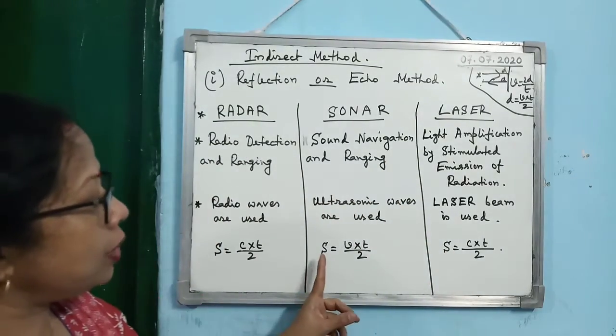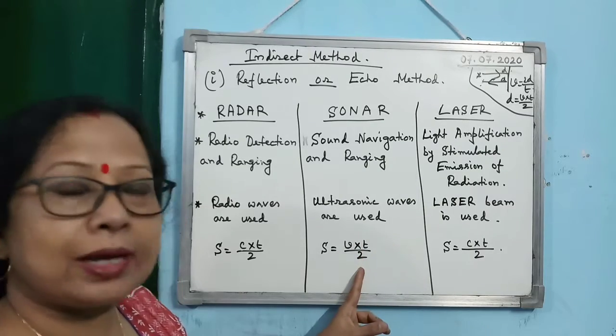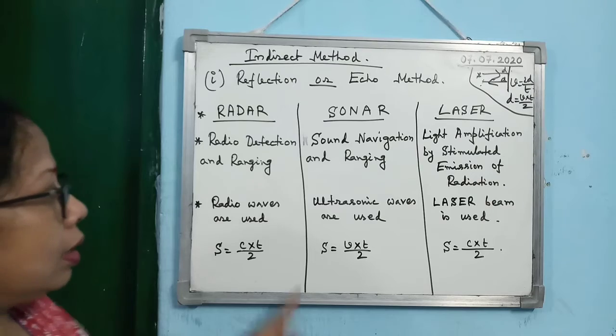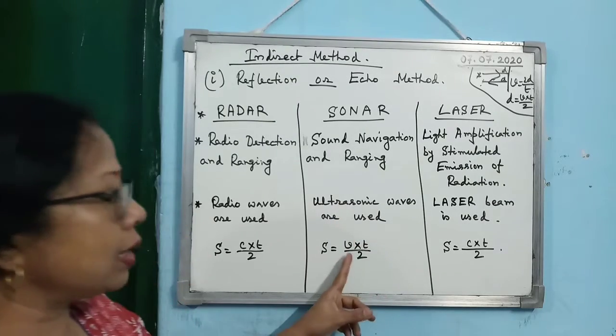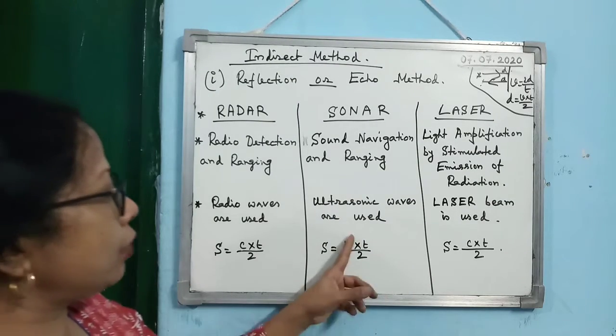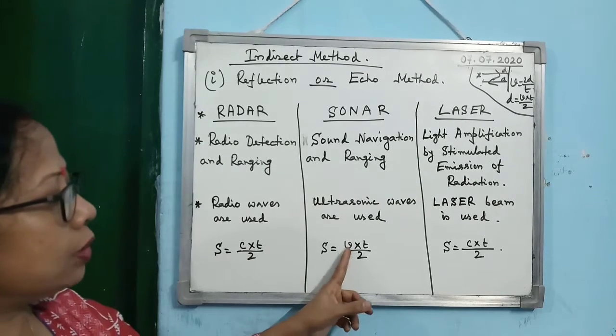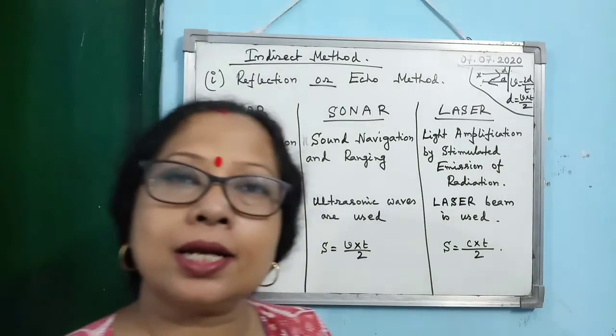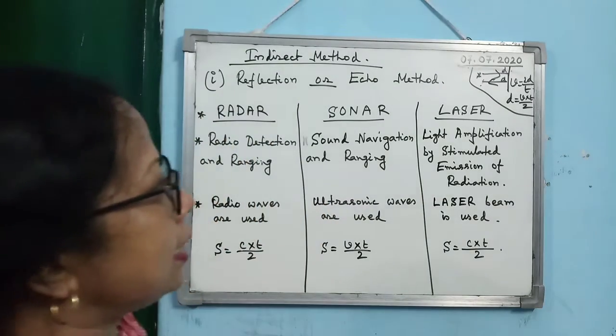And that's why the formula I have written is S equal to V into T by 2, because the speed of ultrasonic wave, you can also write it as C only. For ultrasonic wave you can write S is equal to V into T by 2, and V is the speed of the ultrasonic wave. Then next one is laser.